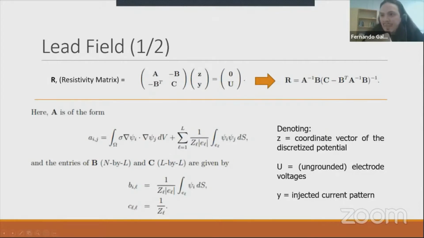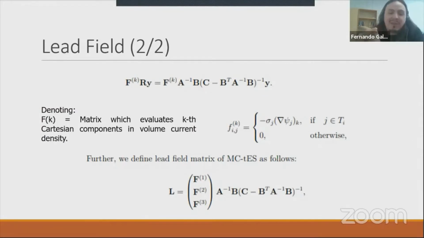Moving forward, in order to calculate the current pattern in the head model, we are required to calculate a resistivity matrix, as you can see here in the first sentence, where lowercase z is a coordinate vector of the discretized potential, U is the ungrounded electric voltage, and y is the injected current pattern. Here we also need to obtain the volume current matrix, defined as F, which evaluates the Cartesian components of the volume current density when multiplied by the coordinate vector z of the discretized electrical potential distribution U. The entries of this matrix are given here. We then define our lead field matrix of MCTS as follows, which you can see here at the bottom, as L.